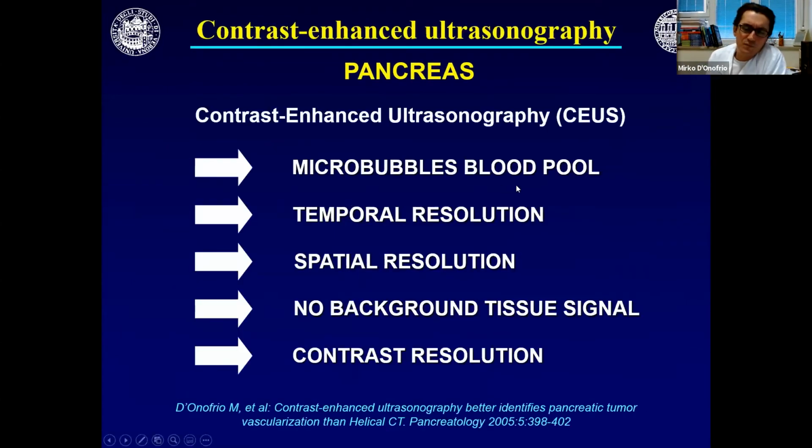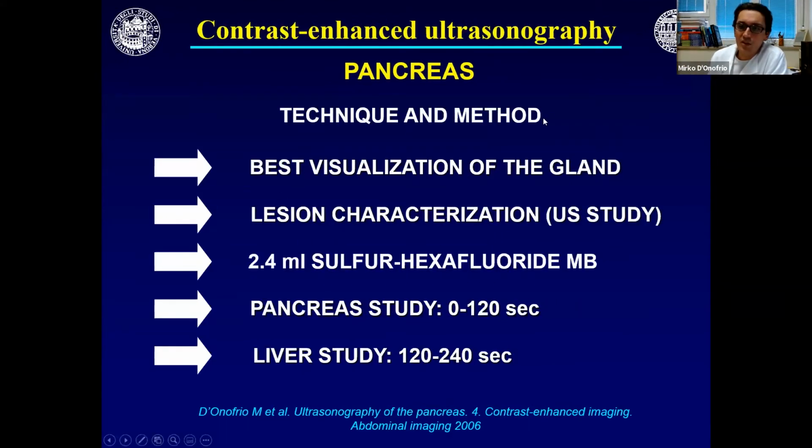And I don't want to go inside the use of contrast, but the contrast, you know, is completely different in ultrasound with respect to CT and MR. So we can have for sure some better results, for example, the study of vascularization of the lesion. And so this is the method. We need to see the gland first. If the gland is not visible, injection of contrast will not give us anything more.